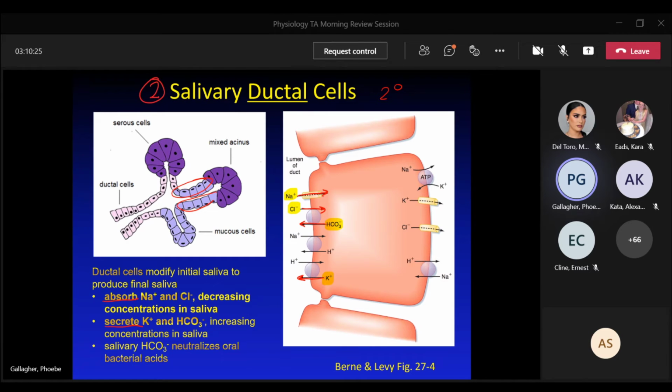So you need lots of bicarb to make sure that your saliva is super basic, so that you can protect against tooth decay, because acids typically wear down your teeth, and the base of the bicarb can help decrease acid erosion.